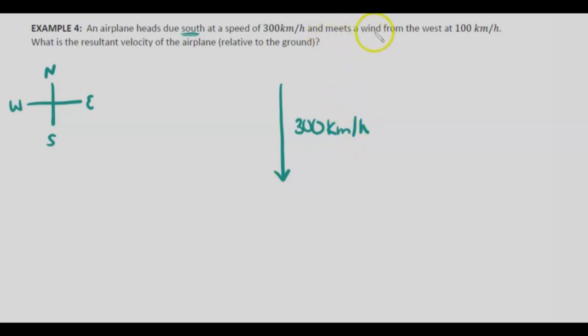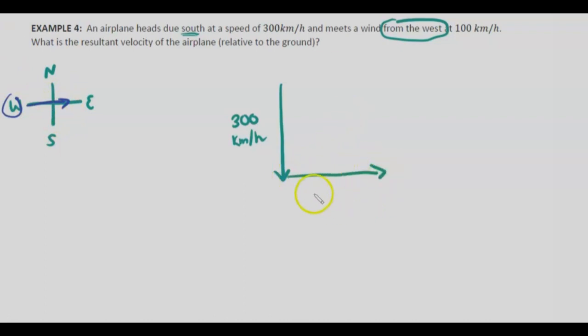And it meets a wind from the west. I'm going to put this on the other side so it fits better. So this is going to be 300 kilometers per hour. Now, if we have a wind from the west, that means it's coming from over here and going toward the east. This wind is 100 kilometers per hour. Both of these are a rate, so both of these are a velocity.